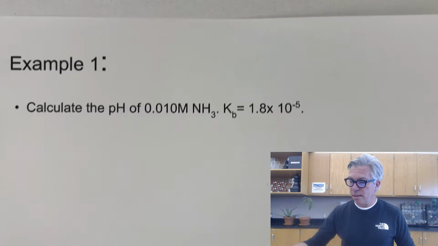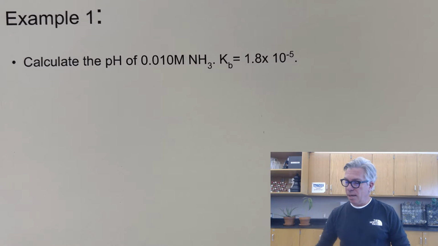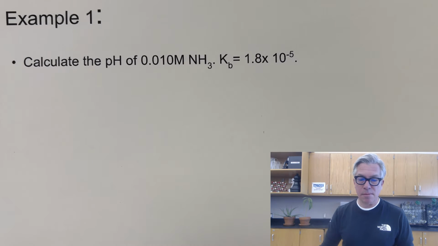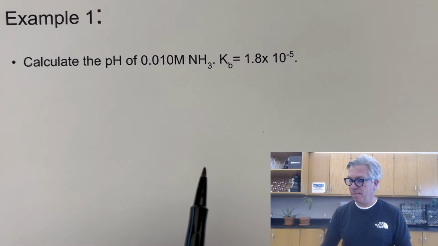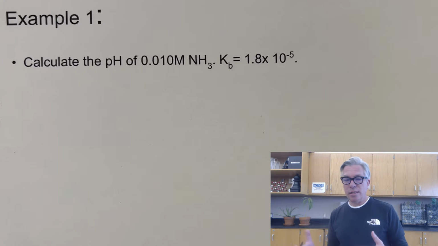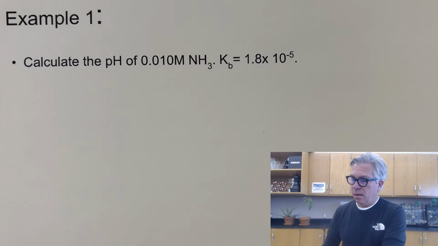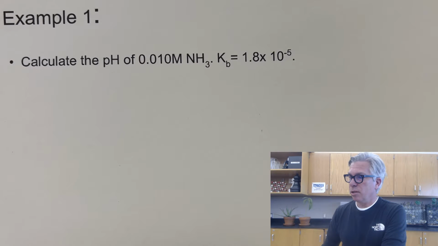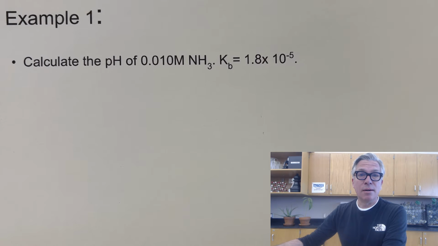All right, let's start with a very common weak base, and that would be ammonia. Example one here is ammonia. The typical problem would be to calculate the pH of a certain molarity of ammonia. And the Kb value for ammonia is 1.8 times 10 to the minus fifth. What you want to do, always a good idea, is write down the reaction that's going to occur and the Kb expression that we're going to use so that anybody reading your work knows exactly what's going on.